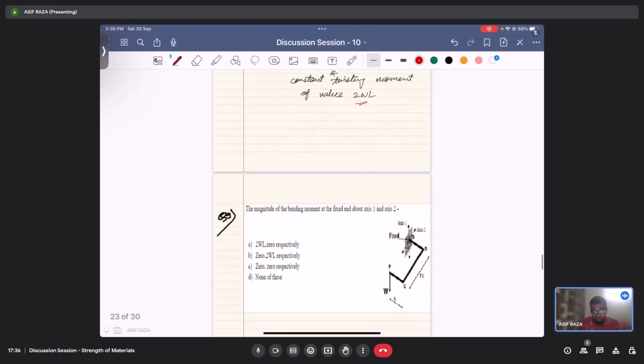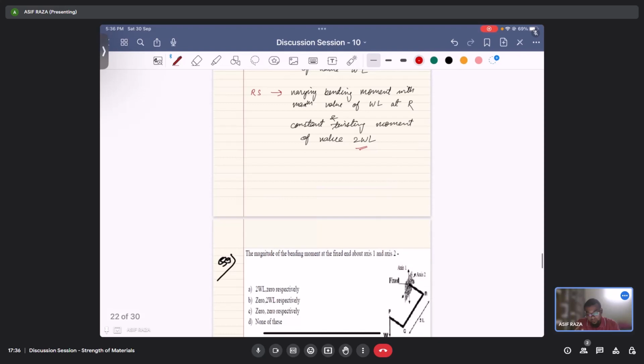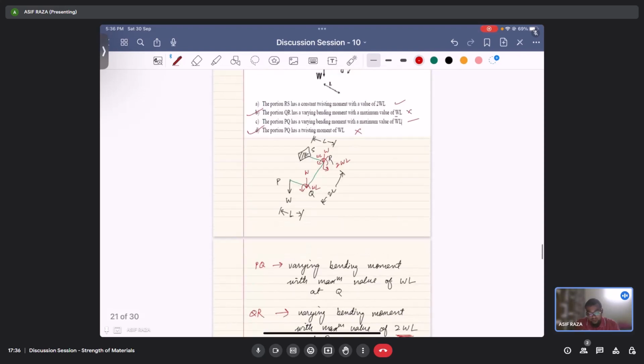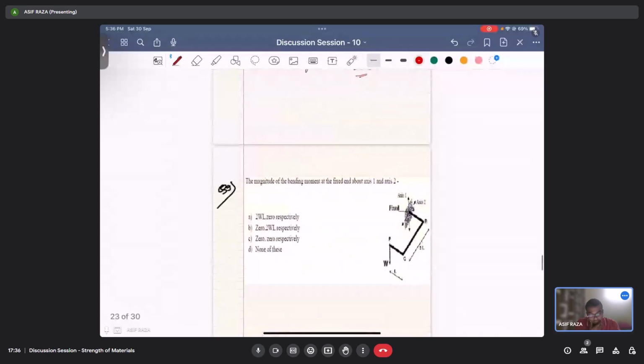Now moving on to the next question. Question number 9. The magnitude of the bending moment at the fixed end about axis 1 and axis 2 is. So if you see, this question is the same as the previous question. So, axis 1.